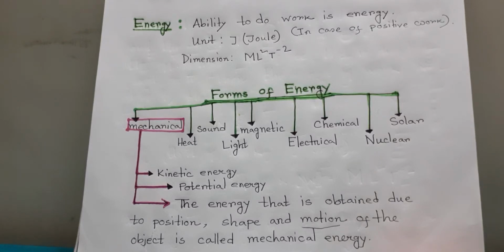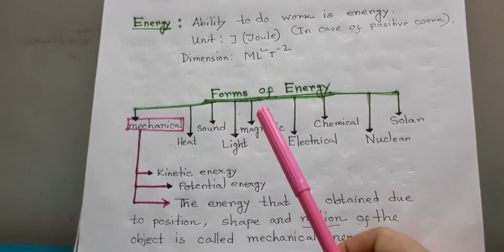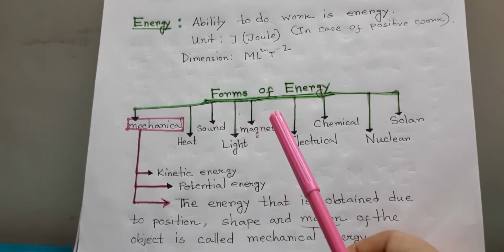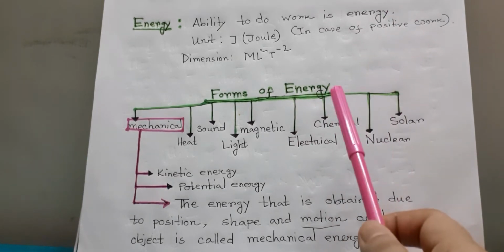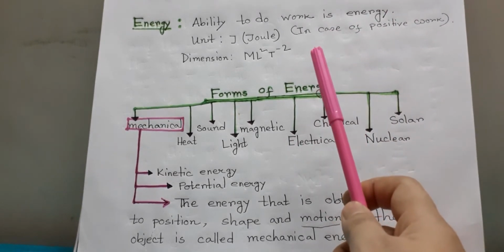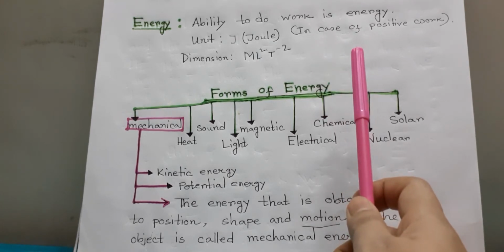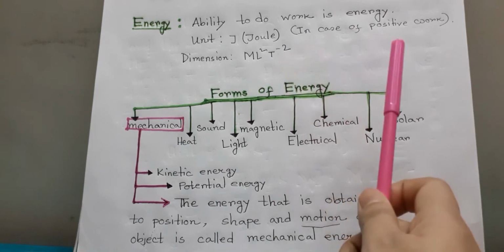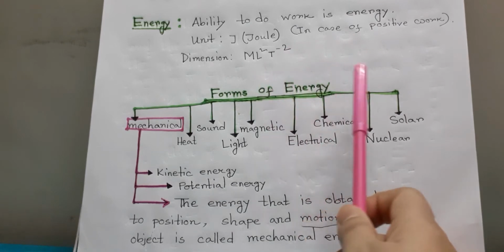Dear student, today I am going to discuss energy under chapter 4. Energy is the ability to do work. Here, work means positive work. We have already known about positive work and negative work. I am repeating: work is the product of force and displacement due to the applied force.